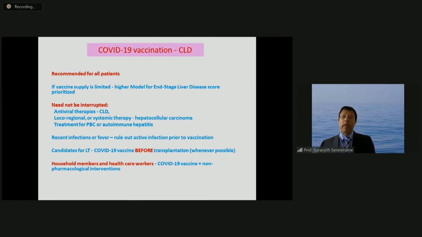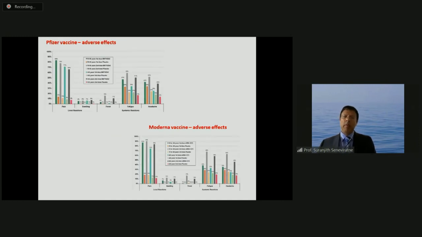And if it's a liver transplant patient on a waiting list, please consider vaccine before transplant, because you will make a good response. You don't want to immunosuppress them and then consider vaccine. And you consider the household members, very important: children and other household members, and healthcare workers, dealing with social distancing and vaccination. The safety profile is fine, for both Moderna and Pfizer vaccines, and also the AstraZeneca vaccine, in patients with chronic liver disease and liver transplant. They get some local adverse effects, but few systemic adverse effects.